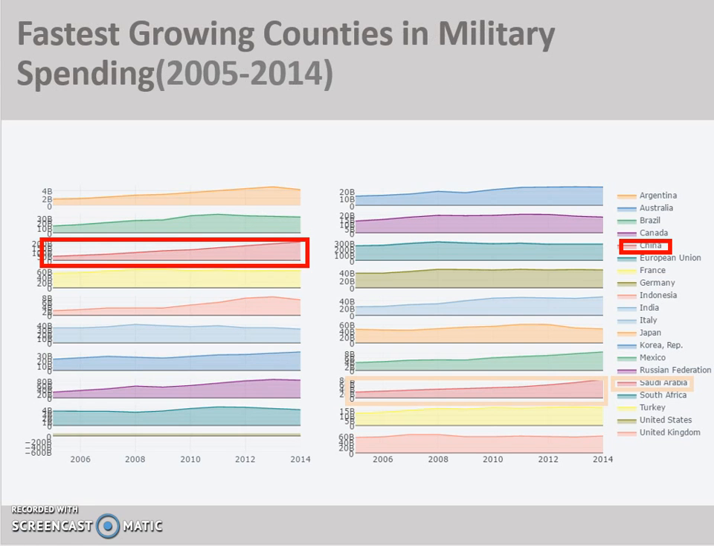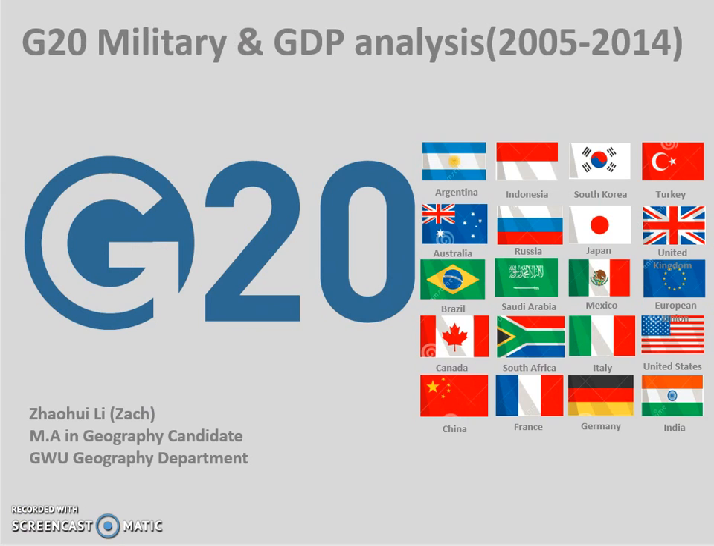So the fastest growing country in military spending from 2005 to 2014 is definitely China, and the second one is Saudi Arabia. Finally, from this project, I'm able to use the proper libraries to draw the plots and to code more efficiently in Python.